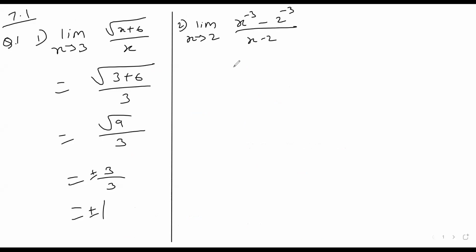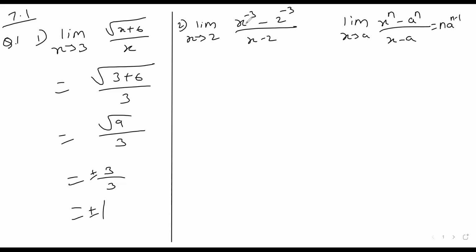If I put x is equal to 2, will the denominator be 0? Yes. So I can't put x tends to 2, x is equal to 2. Okay, so can we use the formula here? One formula is given to us: limit x tends to a, x raised to n minus a raised to n upon x minus a is n a raised to n minus 1. Can we use this? Is it in the same form?